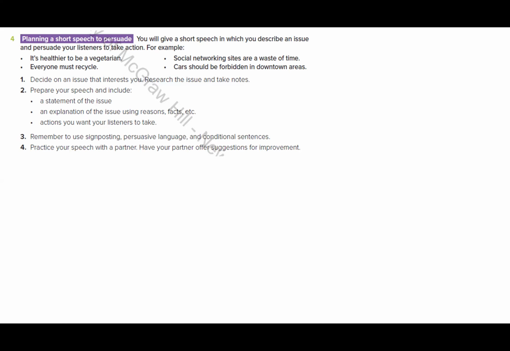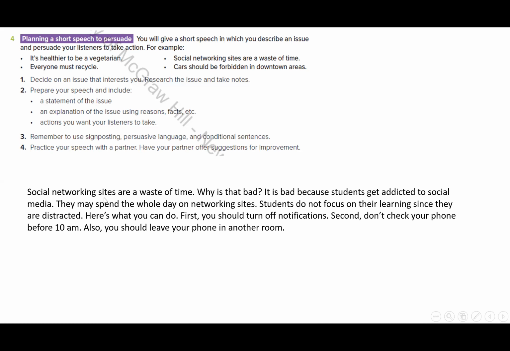I will take the topic: social networking sites are a waste of time. After you watch it, please choose another topic from the four in the comments, write a persuasive speech about it, and let me send you feedback. Let's see. Social networking sites are a waste of time. In the same way we learned, show a problem and persuade people to take action. Why is that bad? It is bad because students get addicted to social media.